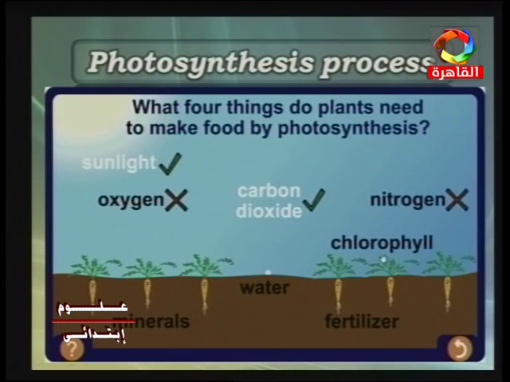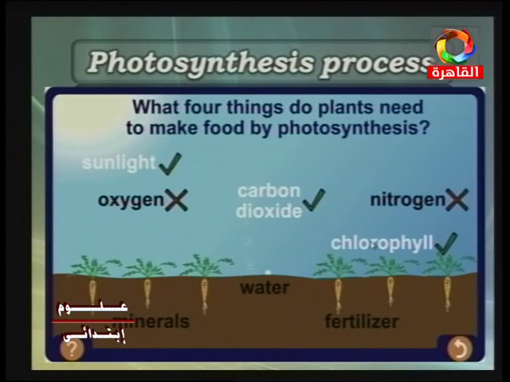But chlorophyll, it's the green matter or green color found inside the plant. So it's needed by the plant to make its own food? Yes, very good. Why? Because it's the only part of the plant that makes what? That makes the absorption of sunlight.